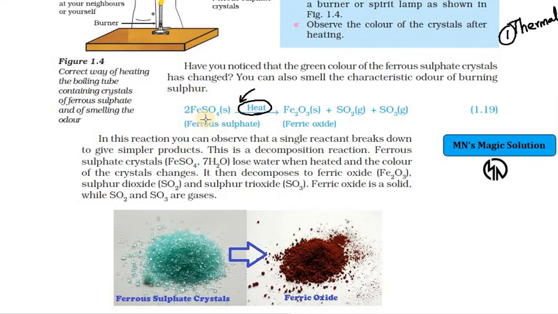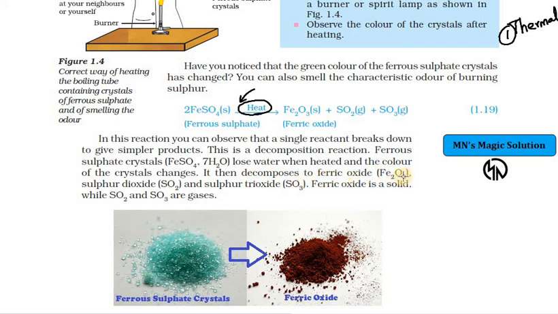See, in the process of decomposition, ferrous sulfate initially has 7 molecules of water of crystallization. So when we first heat it, it loses its water of crystallization. Initially green in color, the crystals first turn colorless or white, because it is still FeSO4 only, but it has lost its water of crystallization. Further heating will decompose it into ferric oxide.